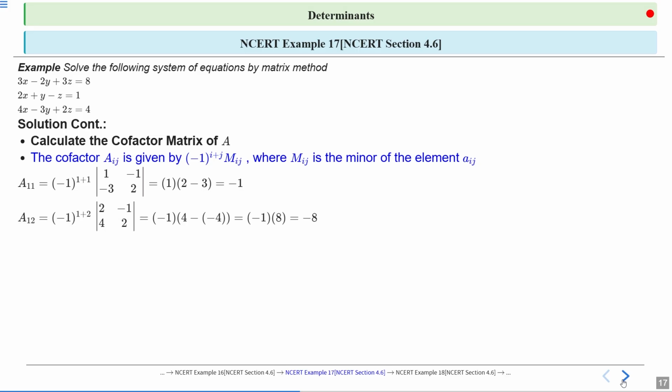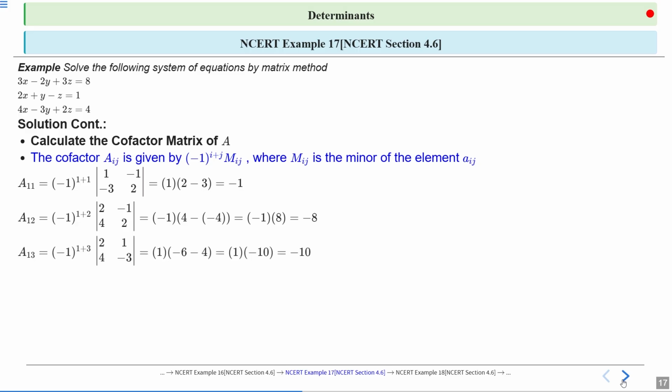In a similar way, we calculate the cofactor for the element a12. So it becomes minus 1 to the power 1 plus 2, times the minor of 1 2. The minor of 1 2 is obtained from matrix A by cancelling the first row and second column. The matrix you obtain is this matrix 2, minus 1, 4, 2. Calculate the determinant. The determinant is calculated as the product of the diagonal elements minus the product of the off-diagonal elements. So cofactor A12 is minus 8.